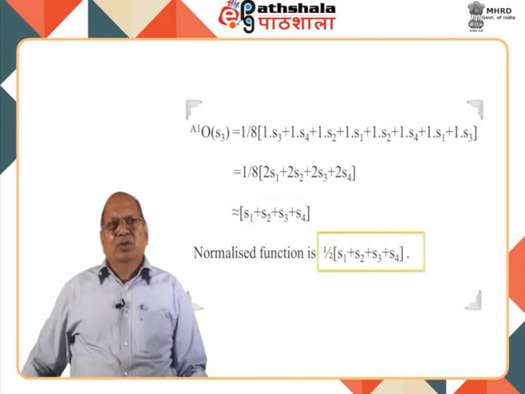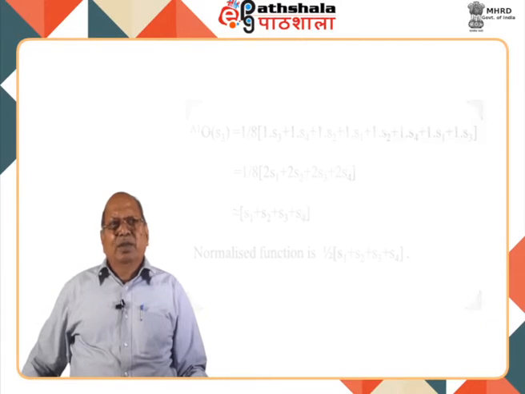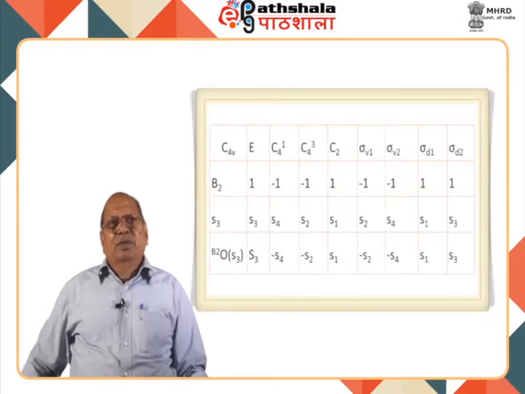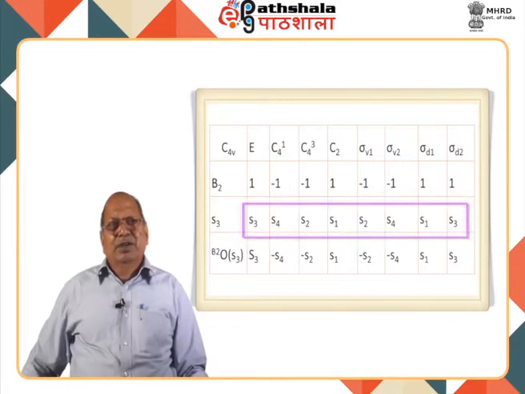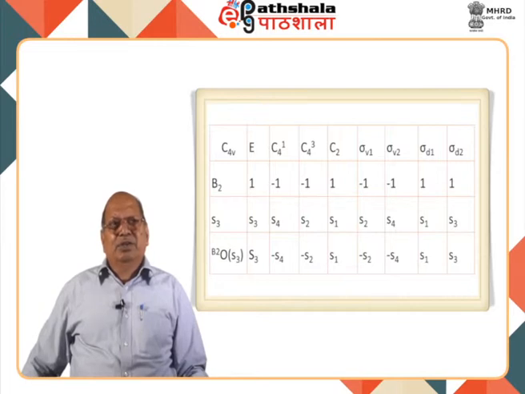Normalized function is 1 upon 2 within bracket S1 plus S2 plus S3 plus S4. This is the same result as we have obtained in equation 1. If we make use of B2 and go for B2O on S3, and again we see the row against S3, that is how S3 transforms is shown over here: S3, S4, S2, S1, S2, S4, S1, S2 like this. And similarly I am getting the result B2O S3 as shown against this.